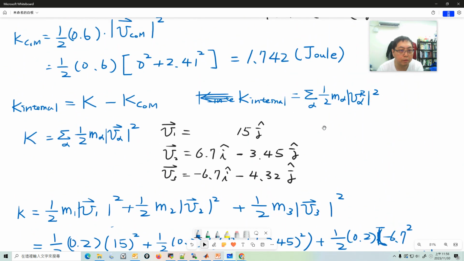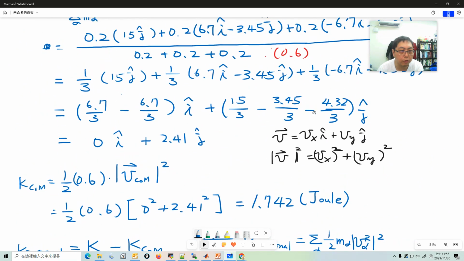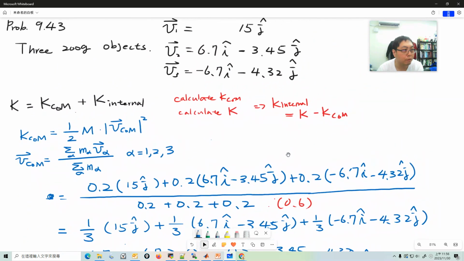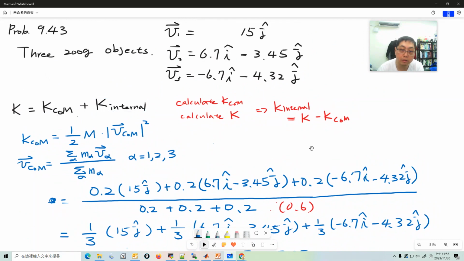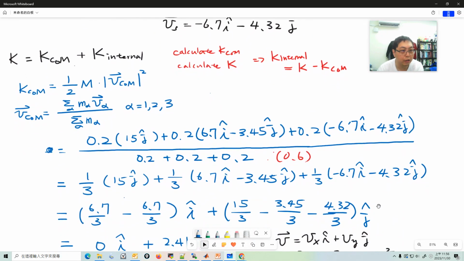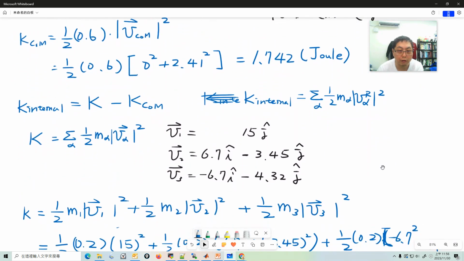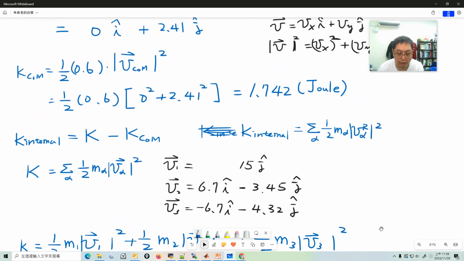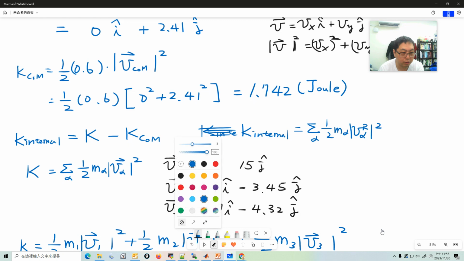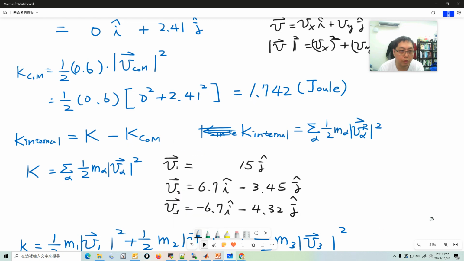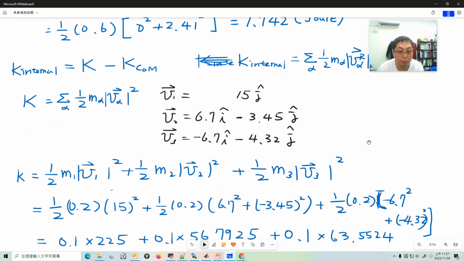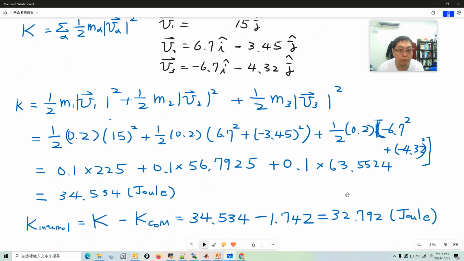So this is problem 9.43: calculate the internal kinetic energy and the kinetic energy of center of mass. Just use the formula and don't forget your vector calculation, how to calculate the vector square. Don't forget the vector square calculation in this problem, because it's a two-dimensional problem, so it's more complicated than a one-dimensional problem. So just stop the video here.